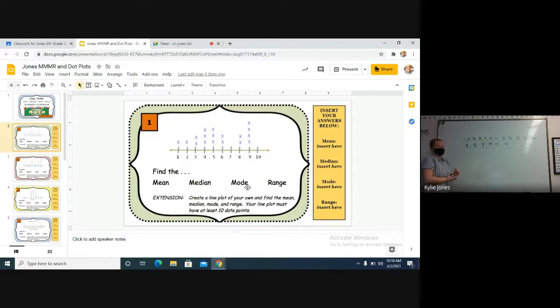I thought it was just the X's on the one. Nope. I know, that's why it's a little bit confusing. So if you see 10 X's on the number 4, then you have to write 10 4s, right? Oh, so the amount of X's you see is the amount of times you need to write the number. So we need to find the mean, median, mode, and range of all of these.